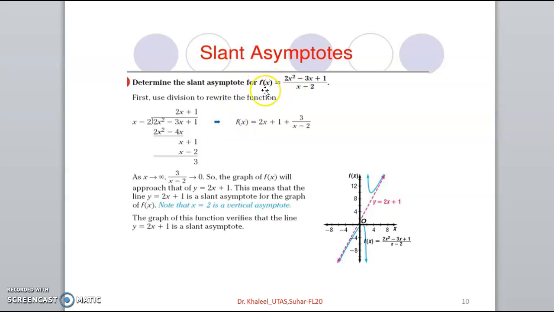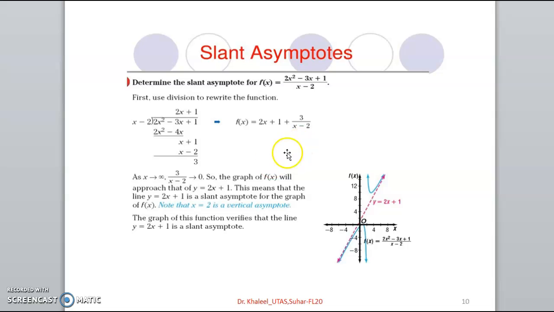So I will write f(x), which after division is the quotient plus the remainder divided by the divisor. What happens here is that when x is tending to infinity, this term becomes 0. Therefore you will have only this term, so y is equal to 2x plus 1. I will take only the quotient here, not the remainder. I will neglect this. So y equal to 2x plus 1 is the equation of the slant asymptote.